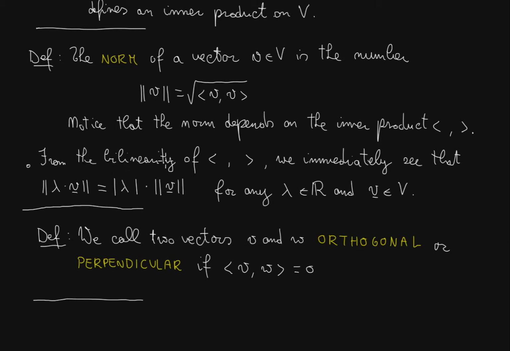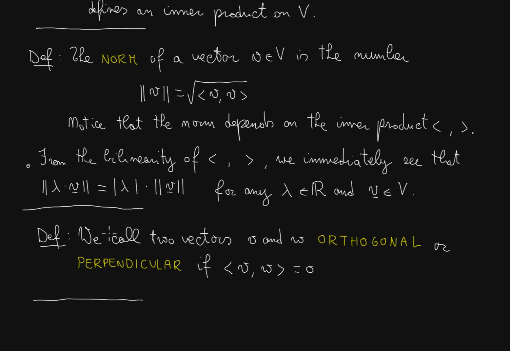From the bilinearity of the inner product, we immediately see that this norm is in a sense linear, because if you multiply V by lambda, this lambda comes out of the norm, but with an absolute value. And this holds for any scalar lambda and vector V.